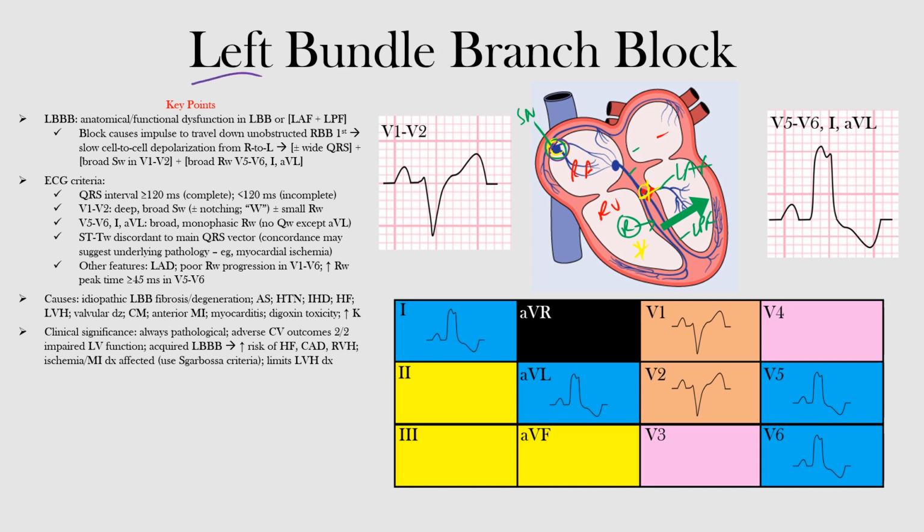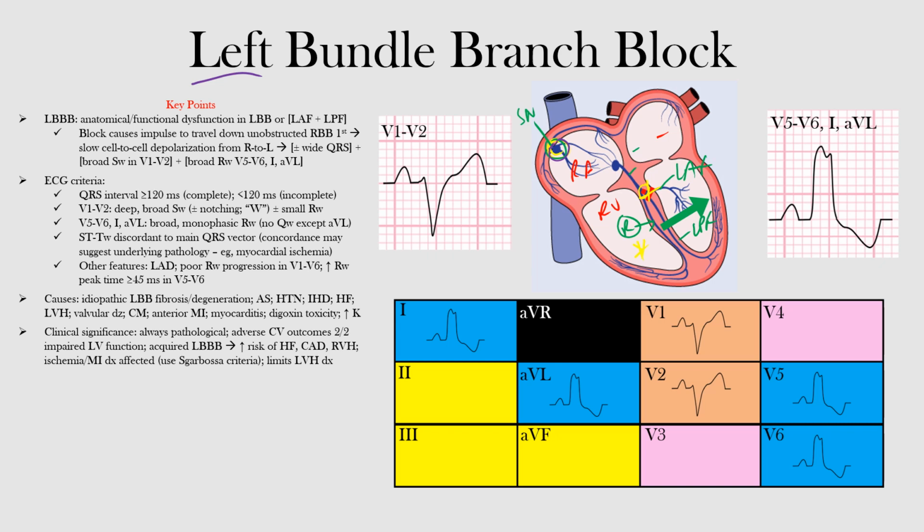So let's take a look at what we have going on here in left bundle branch block and the EKG features. So we said it can be caused by a block of the left bundle branch or of both the left anterior and left posterior fascicles. And this block causes the electrical potential to travel down the right bundle first because it's unobstructed, and then the ventricular depolarization will head from right to left by direct cell-to-cell transmission.